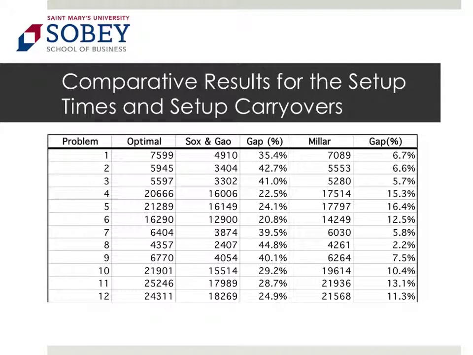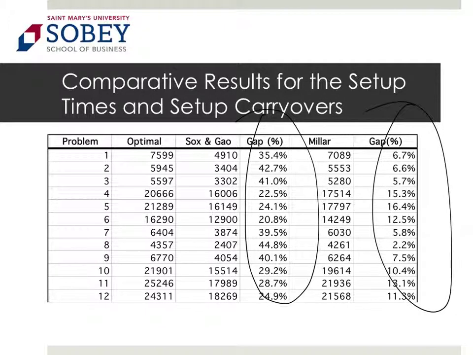So let's add some setup times and setup carryovers. I just ran a whole bunch of problems. So we know that SOX and GAO, am I saying this correctly, GAO or GO? G-A-O? Well, if you look at this, the gaps for these problems that I tested, look at that. And then look at the gaps over here, LP gaps.